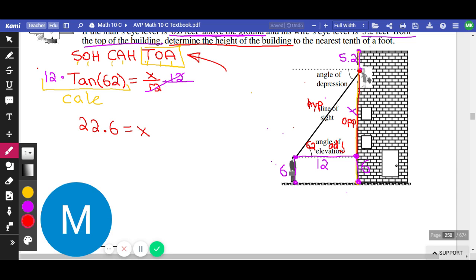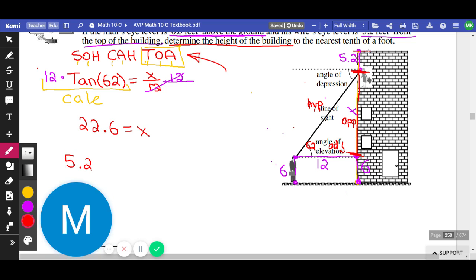We're supposed to determine the height of the building. Right. So that is not the answer. That is a chunk of the building. It's from here to here. They wanted the whole height of the building. We just need to calculate that chunk of the building to be able to calculate the whole height of the building. Now looking at this, the very top part of my building is 5.2.